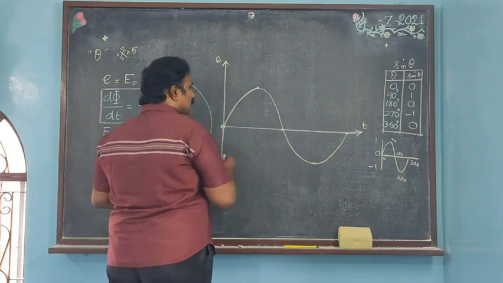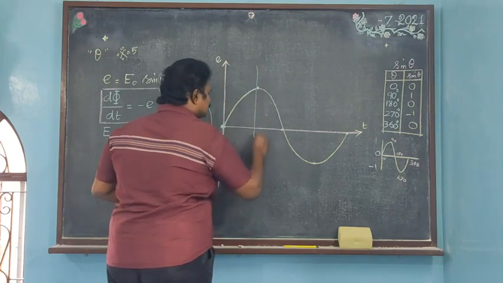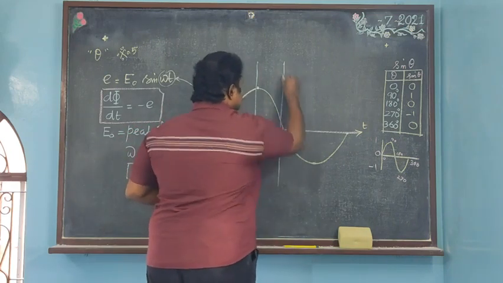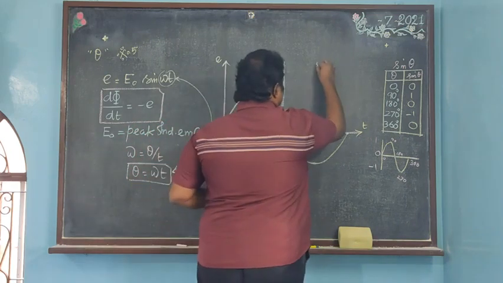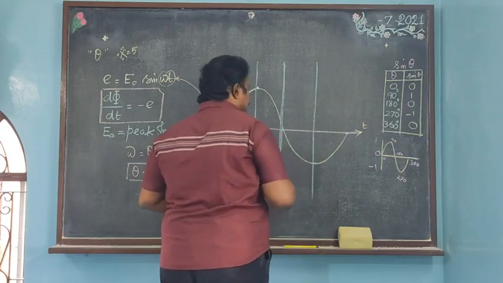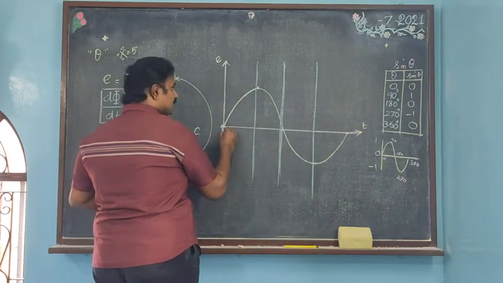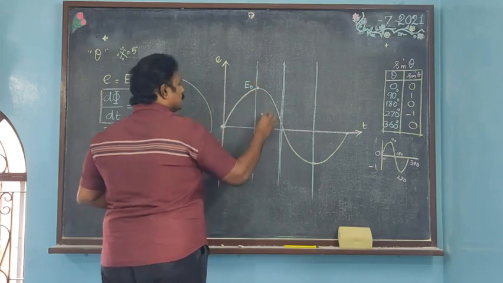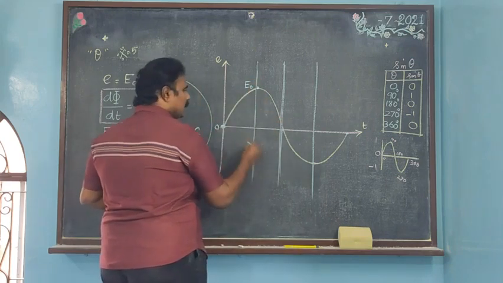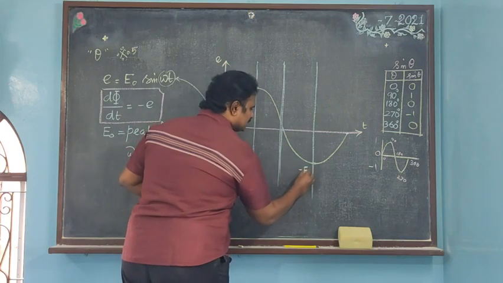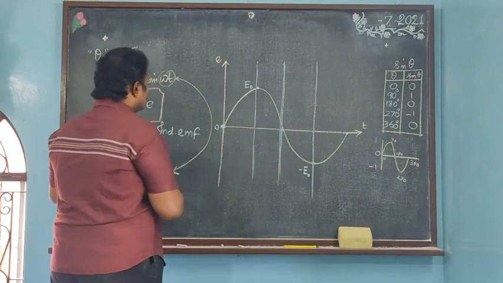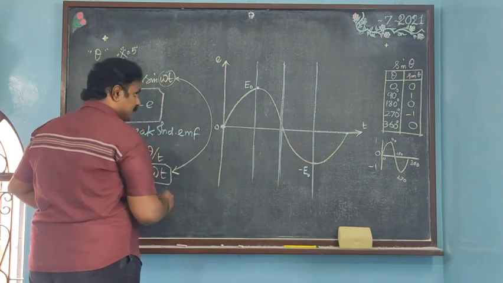Got it now? Yes, sir. So I can categorize this into 4 further segments also. Segment 1, 2, 3 and all. Try to understand. This is going to be the maximum, E naught. It is 0. This is minus E naught and this is 0. So you try to understand this ideology.